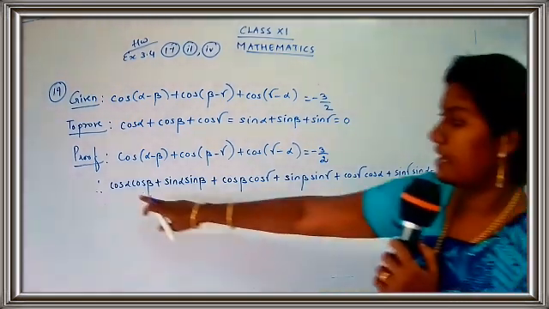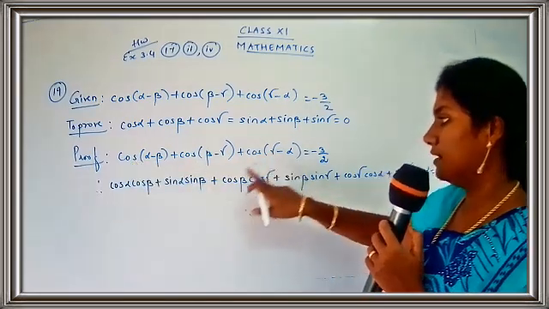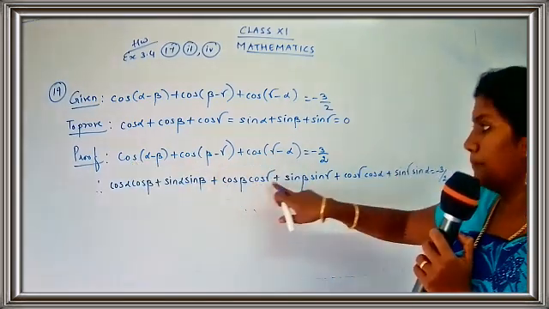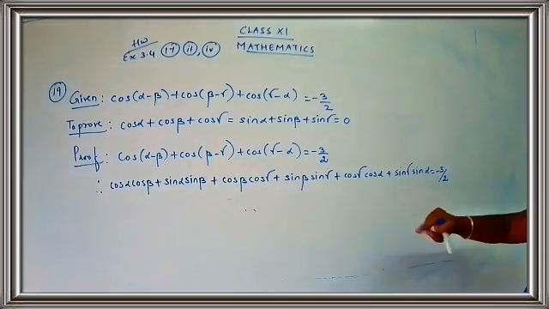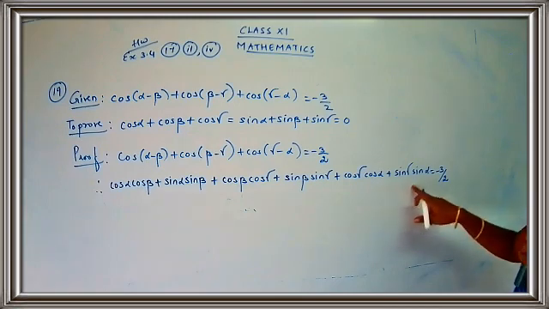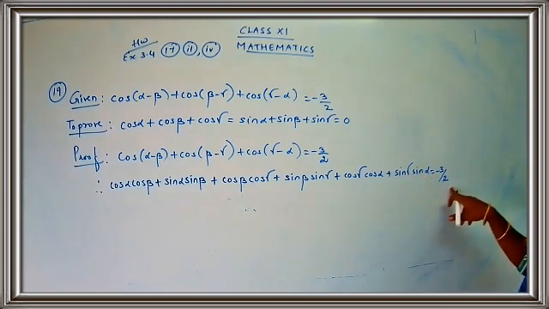So I get cos alpha cos beta plus sin alpha sin beta for this identity. I get cos beta cos gamma plus sin beta sin gamma for the second one. And for the last one, I get cos alpha cos gamma plus sin alpha sin gamma, that is sin gamma sin alpha. This is equal to minus 3 by 2.